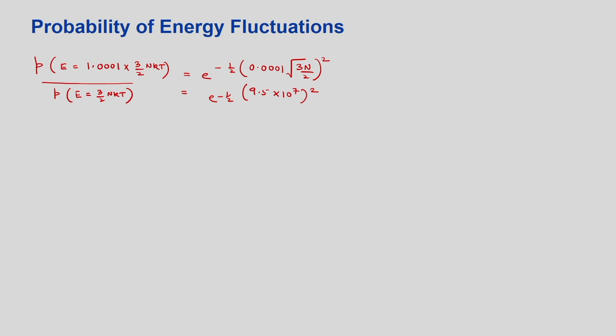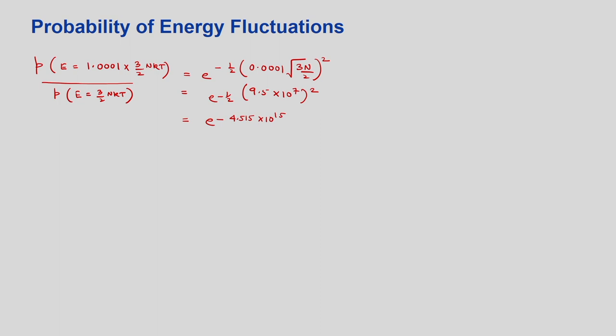So, this will be close to e to the power of minus 4.515 into 10 to the power of 15. So, this is a very large number, almost like unity. So, it is very probable that you will be able to see the number. This is all about a single atom. Here n I have put in as 1, a single atom.